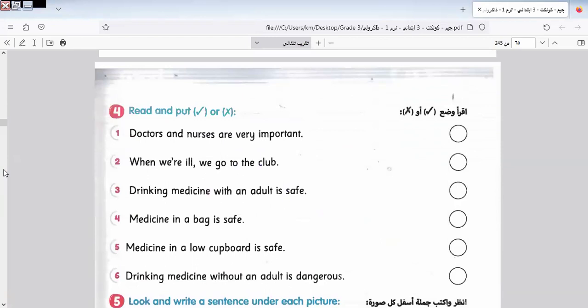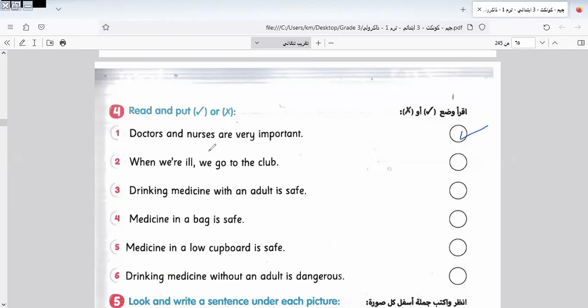Let's answer this question. I would like you to think with me when we answer this part. Are doctors and nurses very important? Yes, very important. If we don't have nurses and doctors, when we become ill we won't find anyone who treats us. So doctors and nurses are important? Yes.